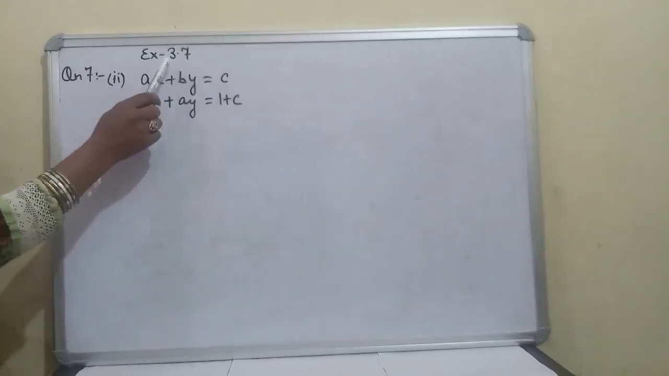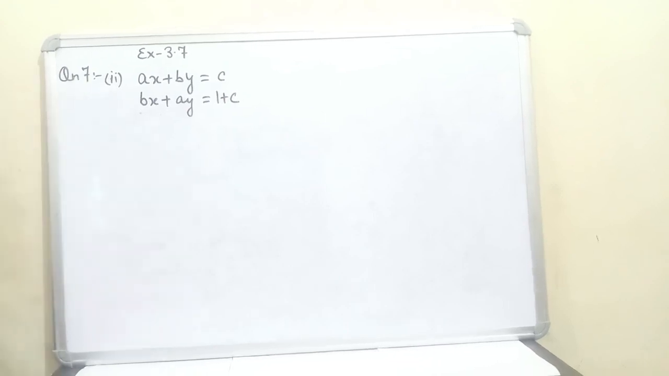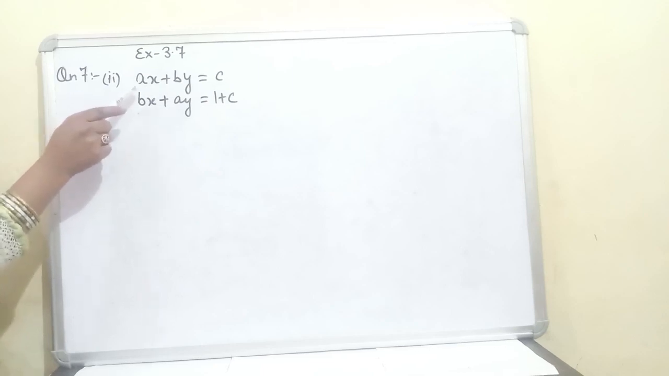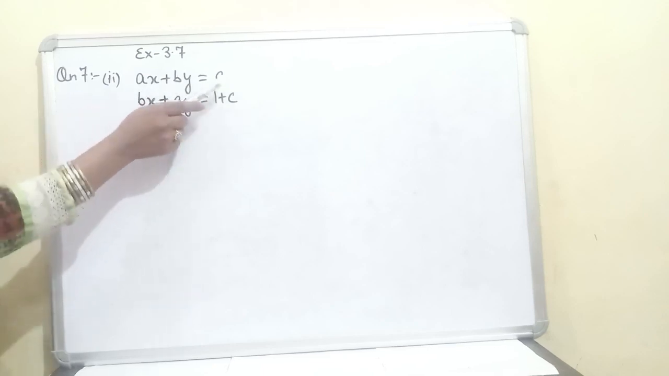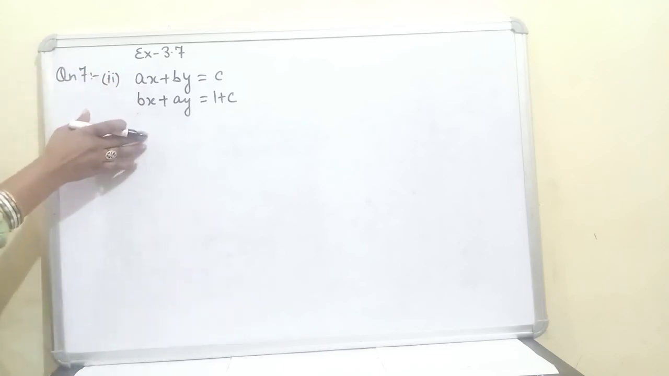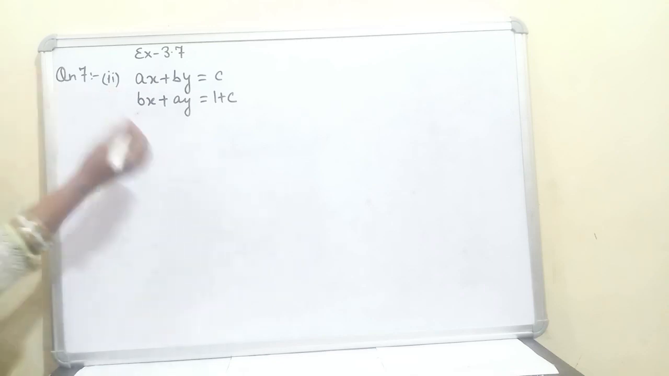Okay, today we'll do exercise 3.7, question number 7 and its second part. Again we have to solve these two equations, and we are given the coefficients as a, b, c, etc., and we have to solve for x and y. For solving x and y, again I'm telling you we have three methods. You can apply any of the methods. So I'm applying here the elimination method.